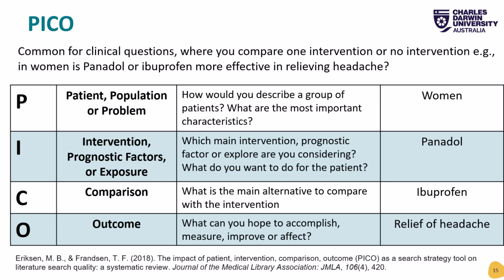So what is the main intervention or factor that you're considering? And what do you want to do for the patient? So what is the main intervention that you're considering? C is for comparison. What's the main alternative to compare with the intervention? So Panadol versus ibuprofen. And the outcome is the relief of headache.